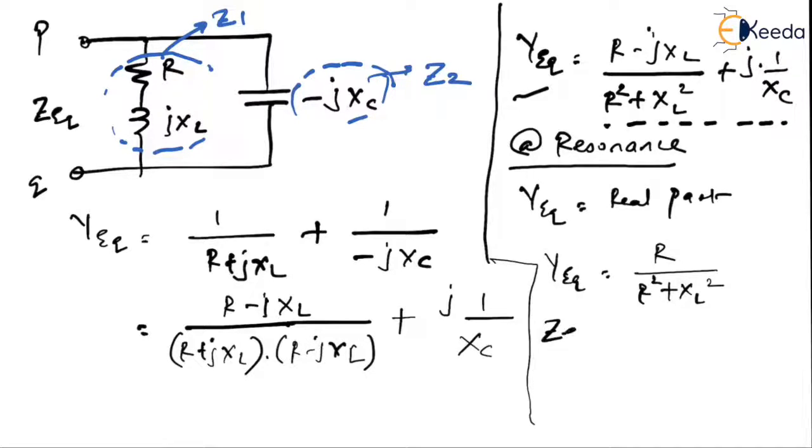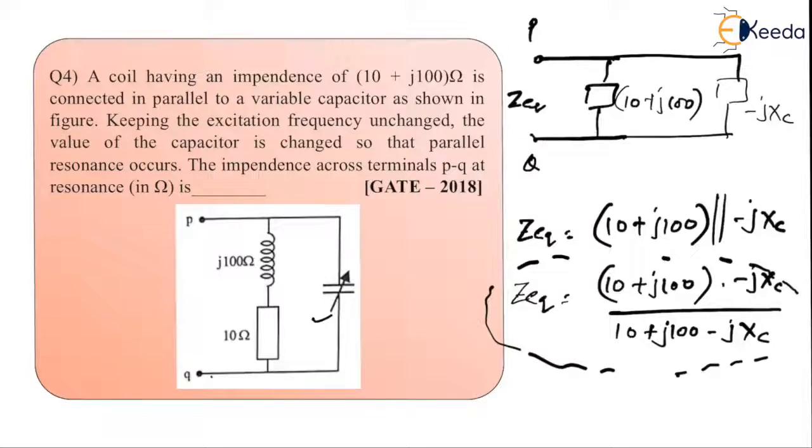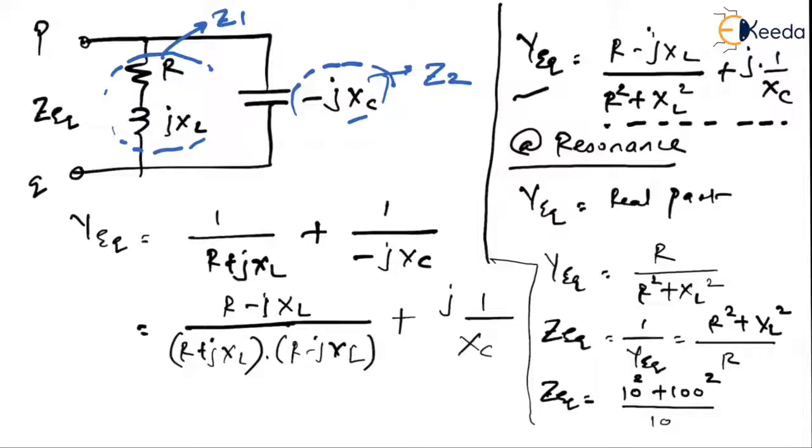But what I really want is only Z equivalent, which is 1 upon Y equivalent, which is equal to R square plus XL square upon R. Let us substitute the values of R and XL from the given circuit. As you can see, R value was 10 and XL value is 100. Now if you solve this, you will get 1010 ohms. So 1010 ohms is the final answer.